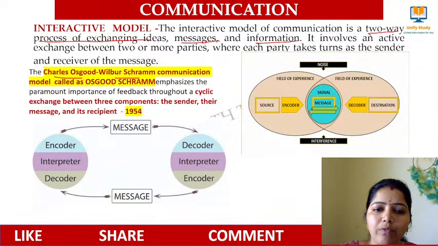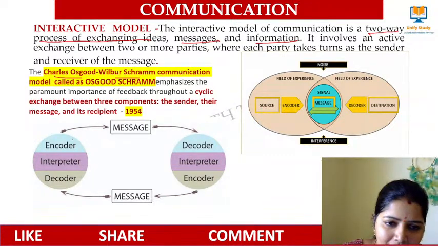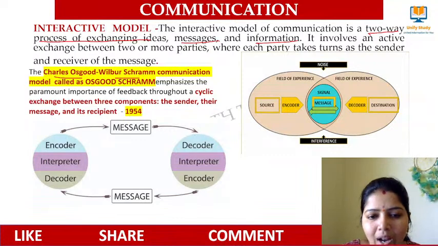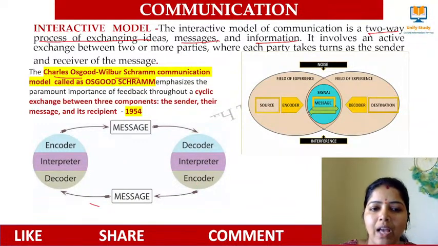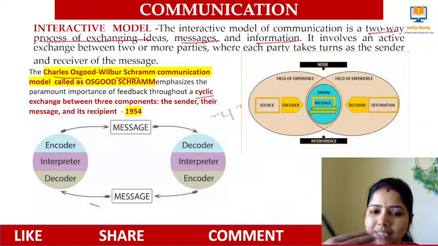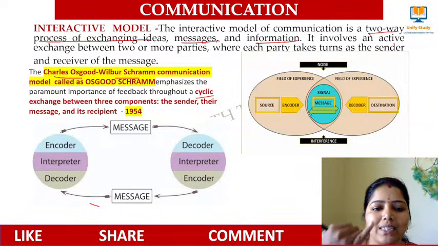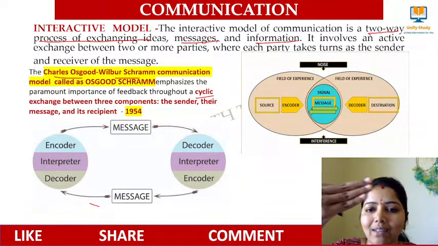So the communication model of Charles Osgood and Wilbur Schramm is also called the Osgood-Schramm model. Here there is a concept called feedback. The message goes to the receiver, the receiver interprets the message, encodes it again, and sends it to the sender. And here the sender becomes a receiver. This process is cyclic in nature, and has three components: sender, message, and recipient.